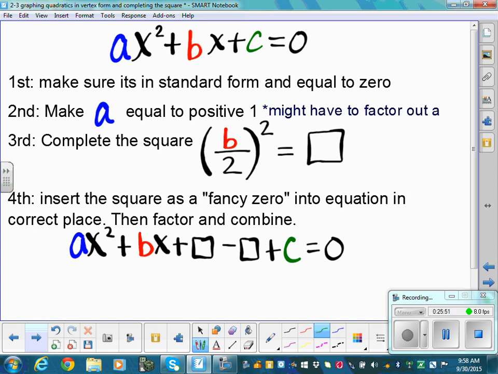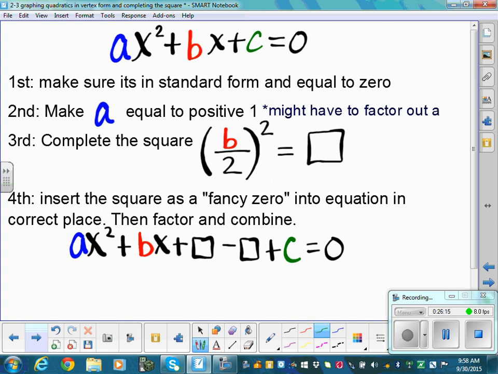So then you're going to complete the square. You're going to take your b value, divide it by 2, and then square it. That's your square. At the fourth step, you're going to insert the square as a fancy 0, because you can't just change the problem. You can't just add something without fixing it. I'll show you what I mean by a fancy 0 in just a second.